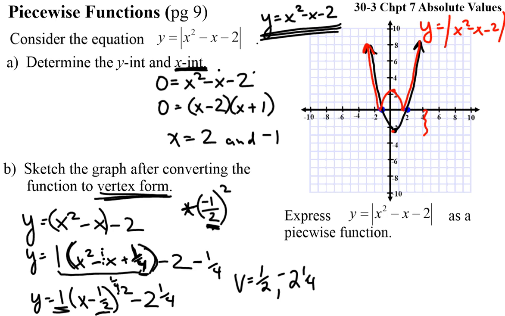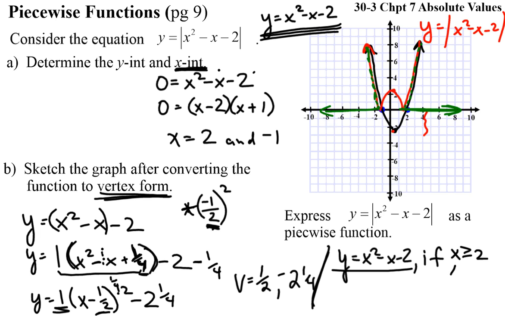So now we need the piecewise. Our regular graph, x squared minus x minus 2, y will equal that if what x values give us the normal part of the graph. There's the normal part of the graph, the invariant points that don't change. That happened for x values bigger than 2, and that normal part also happened for x values less than -1. So we'll have y equals x squared minus x minus 2 if x is greater than or equal to 2, and if x is less than or equal to -1.